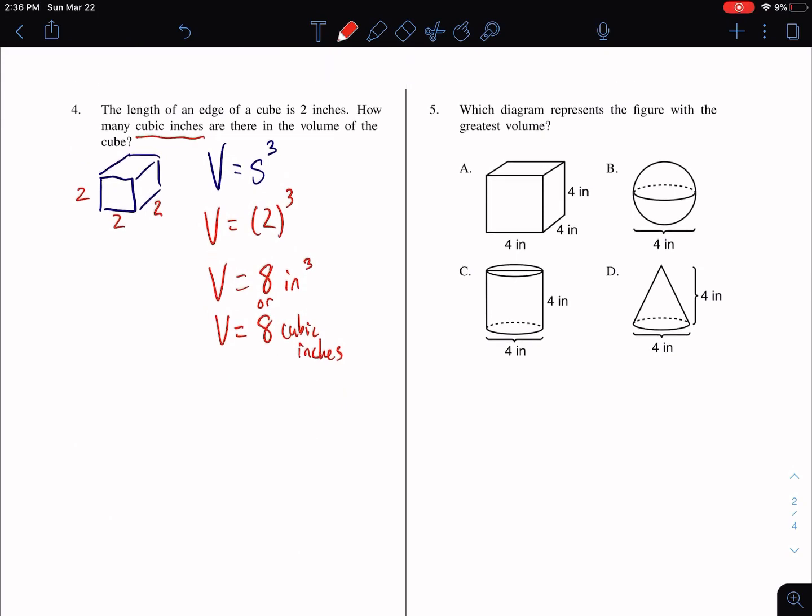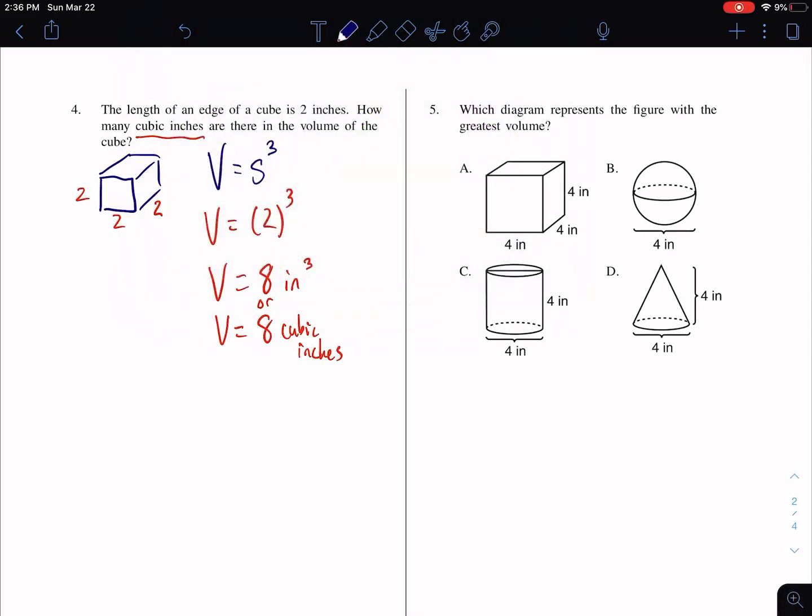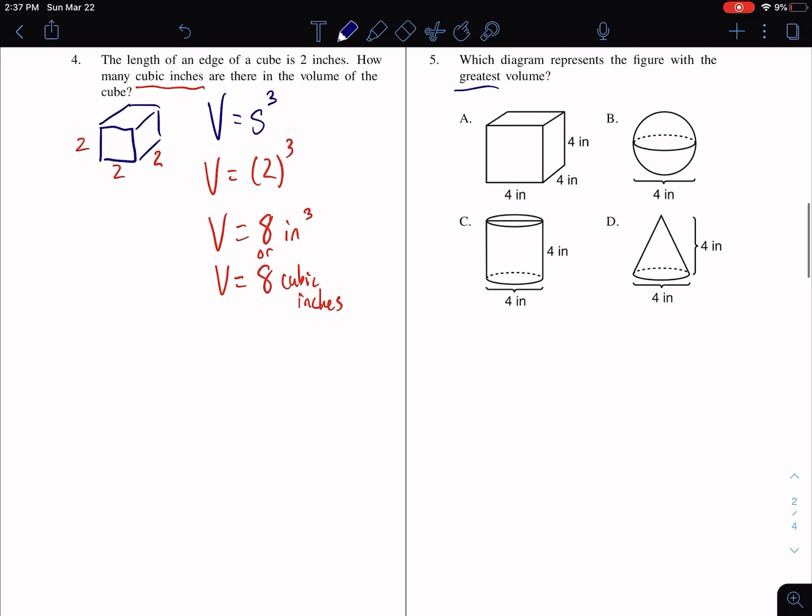Okay. Number 5 is an interesting question because number 5 is asking us to find, basically, we have to find each of the volumes to find which has the greatest volume. Now, the first thing you always want to check here, because these could be trick questions, is you want to make sure that all of your units are the same.